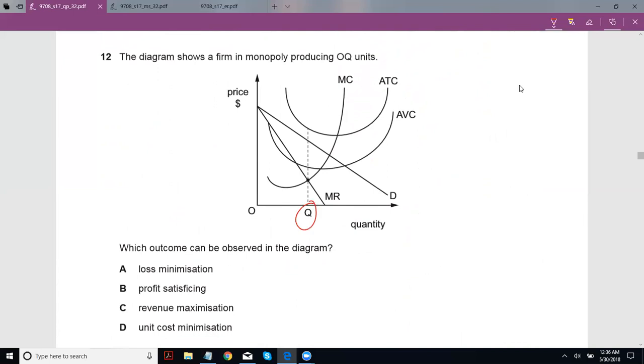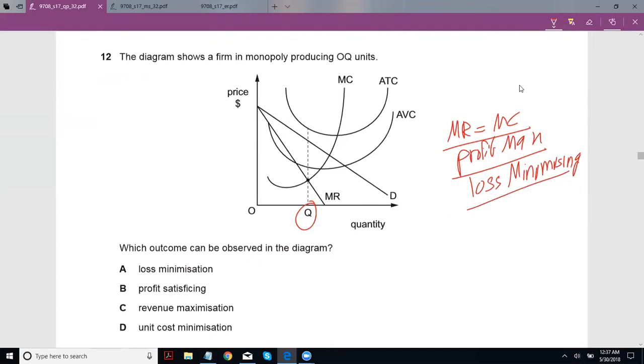12. The diagram shows a firm in a monopoly producing OQ units. Which output can be observed in the diagram? Now, the monopoly is producing where MC is equal to MR. That is normally your profit maximizing output. However, if you are undergoing a loss, it can also be called your loss minimizing output, because you'd be minimizing loss at the same point where you would theoretically be maximizing profit.